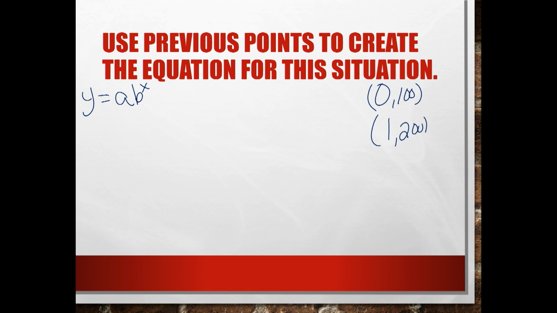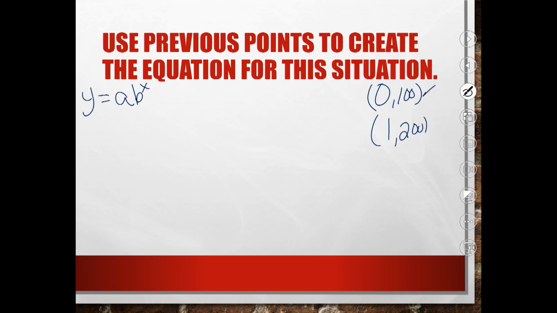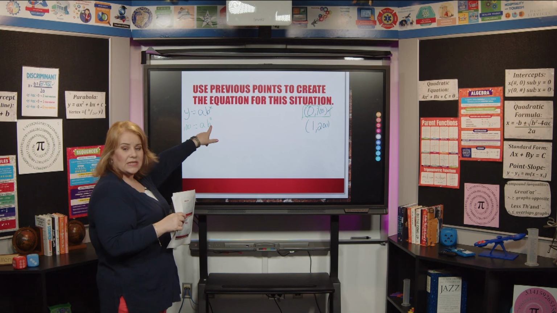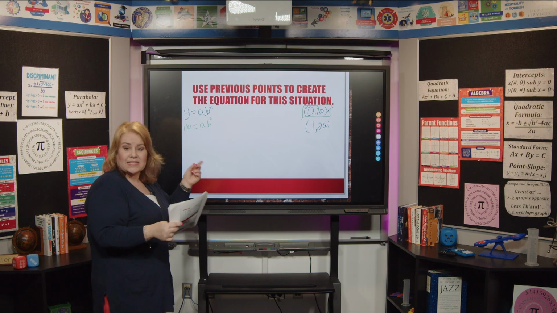So I'm going to use this one first. For me to do that, let's change colors. I'm going to do it in green. So I have my x coordinate and my y. So I have 100 equals a b to the 0 power. See how I plugged in my x and my y values where I saw my x and my y. X was 0, y was 100, so I plugged them into the equation. So let's work it and see what we get.